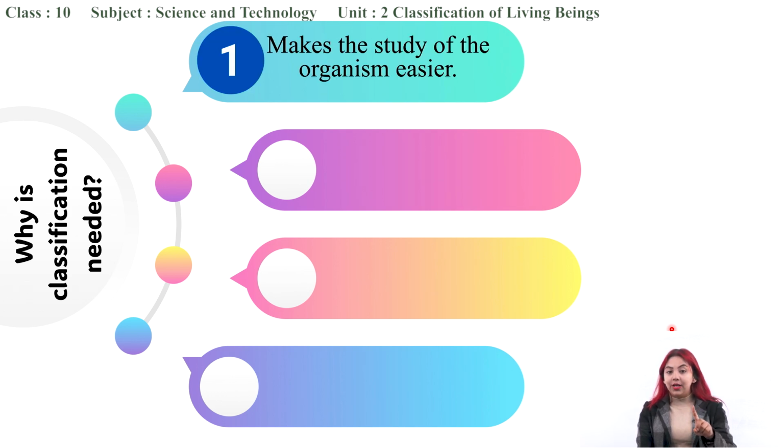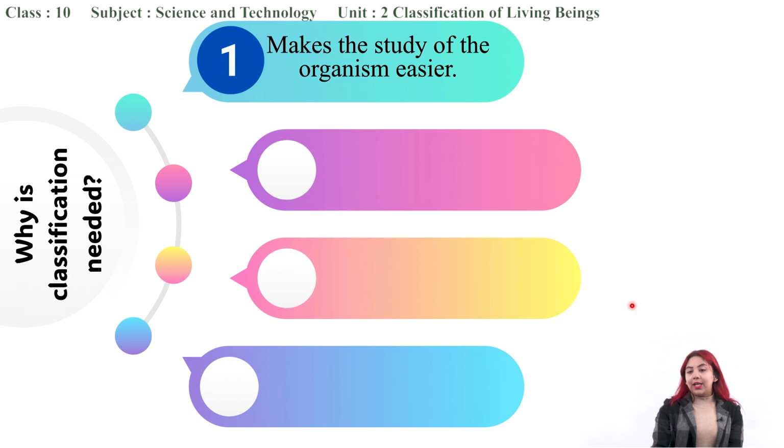The first point, which I already mentioned previously, is that scientists were having difficulties in studying the organisms. So they classified the organisms into groups so they could study the collective number of organisms in a group and know all the characteristics of all the organisms present in the group, making the study of organisms easier.